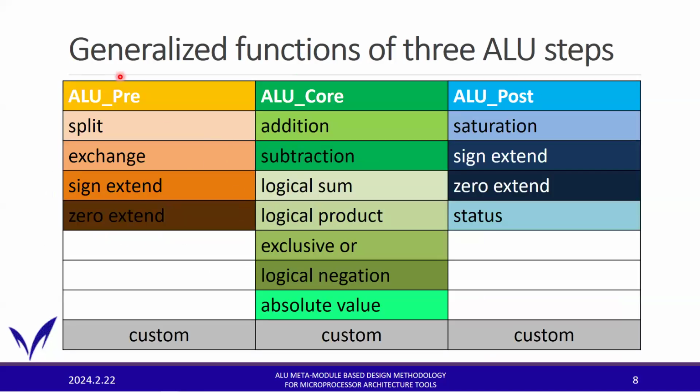Here is the generalized function of ALU 3-step. The ALU pre-step provides division, exchange, sign, and zero extension function for input data. The ALU core step provides arithmetic and logical operations and absolute value of the input data. The ALU post step provides saturation, sign, and zero extension, and status processing functions to reflect post operation flags in the status. Additional functions can be defined as custom functions if there are other special instructions.